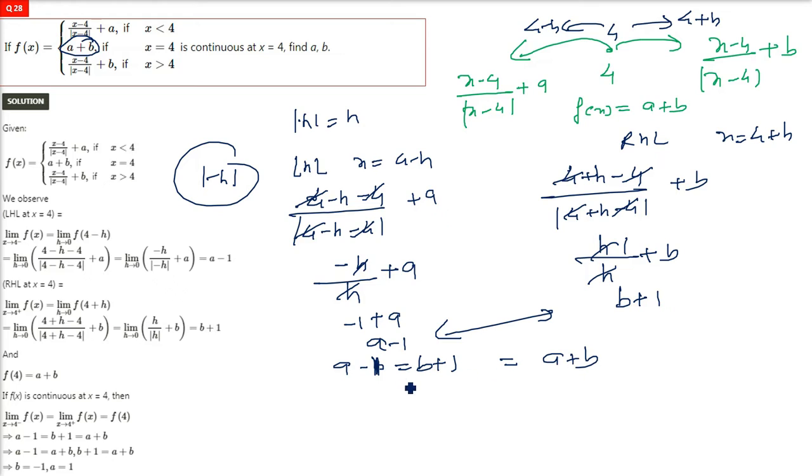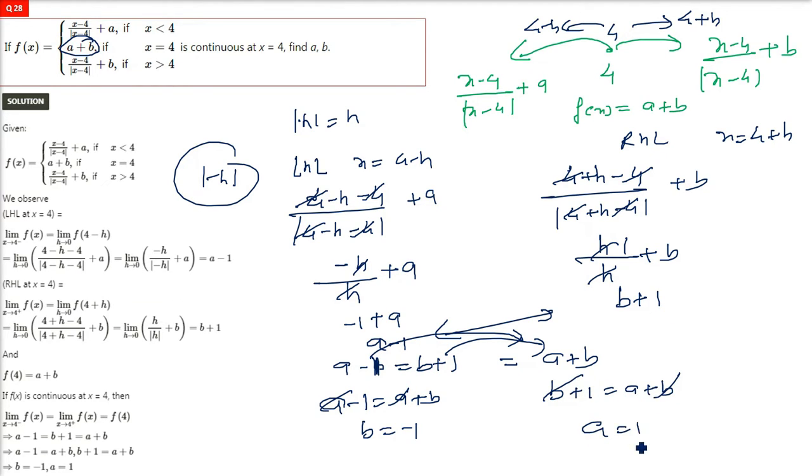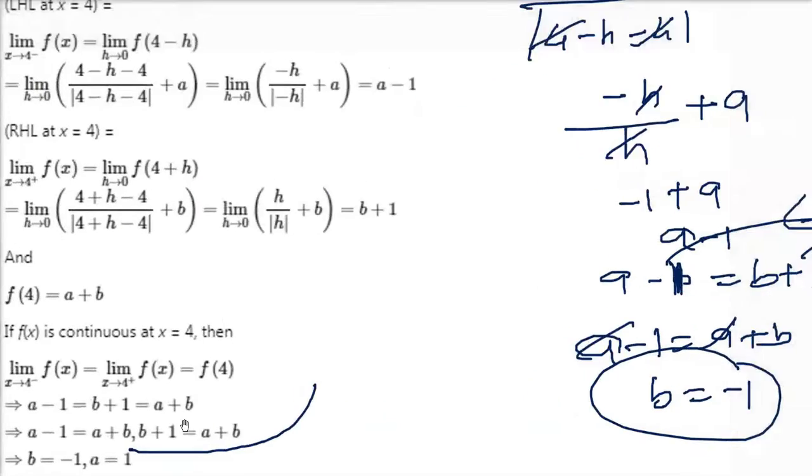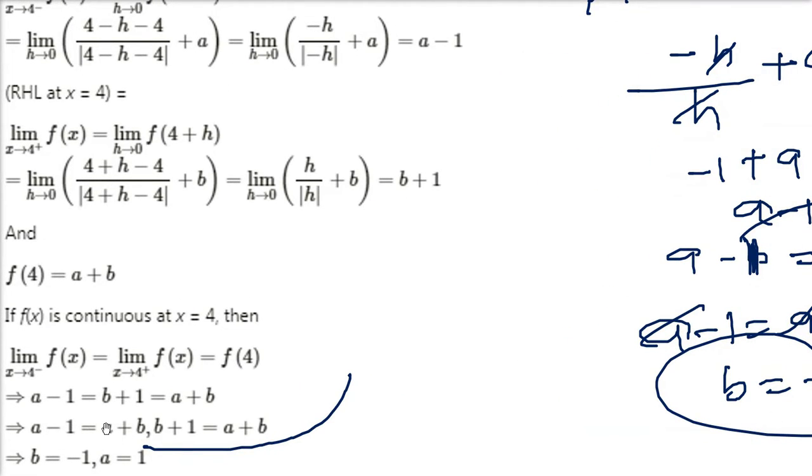So let us equate it to a plus b. So we'll take first and third first. So a minus 1 equals a plus b, a gets cancelled, b is equal to negative 1. Then a plus b equals b plus 1, b gets cancelled, a is equal to 1. b is minus 1, a is equal to 1. These are the values. So this is your answer. b negative 1, a 1.